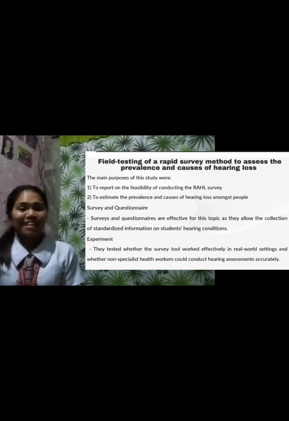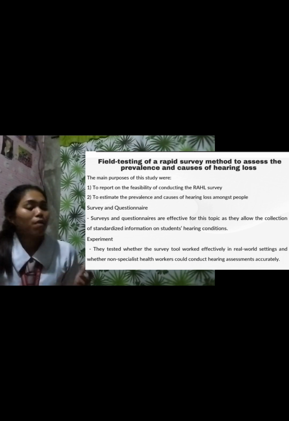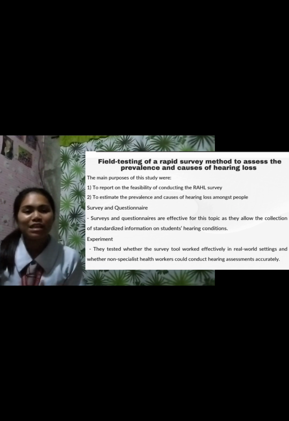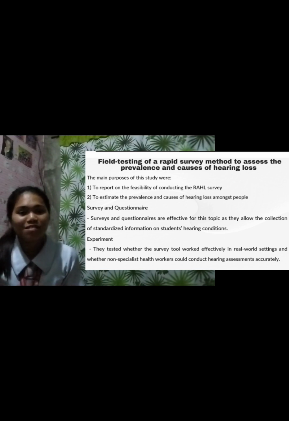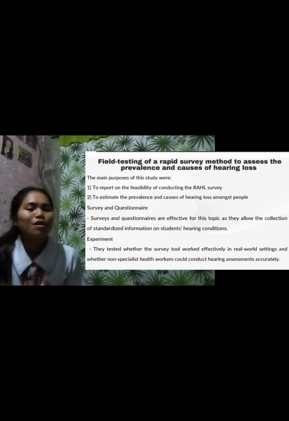In the study entitled Field Testing for Rapid Survey Method to Assess the Prevalence and Causes of Hearing Loss. So in this study, hearing loss is a major public health issue, especially in low and middle income countries, where access to ear and hearing care services is limited. There was a need for a quick, low-cost, and reliable method to assess how widespread hearing loss is and what the causes of this are.